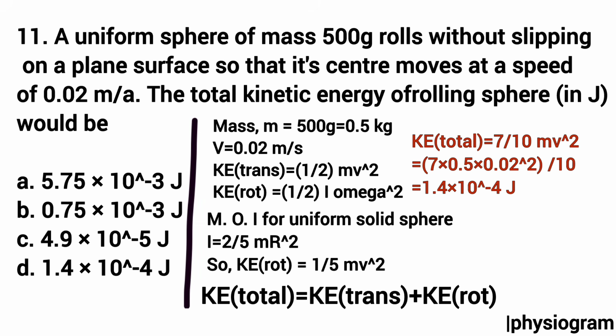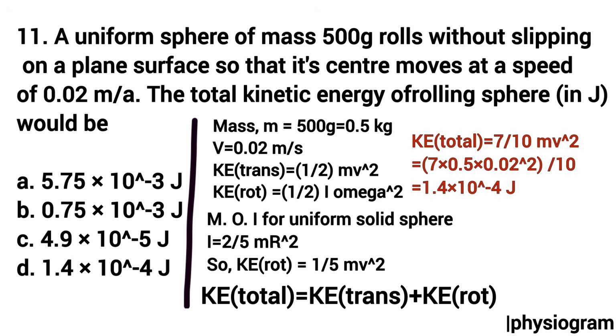So for a rolling sphere, total kinetic energy is the sum of translational kinetic energy of the center of mass and rotational kinetic energy about the center of mass. That is, KE trans is half mv square and KE rotational is half I omega square. And we know moment of inertia for a uniform solid sphere is 2 by 5 mr square, and omega equals v by r. Now calculate the rotational kinetic energy, that is K rotational is half into 2 by 5 mr square into v by r whole square. So we'll get here 1 by 5 mv square.